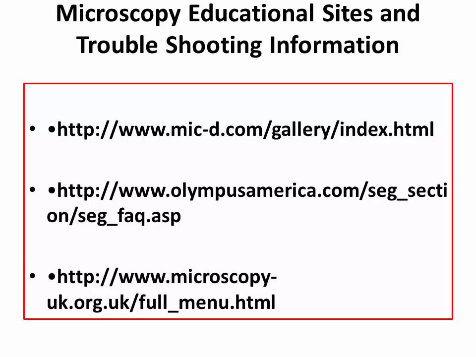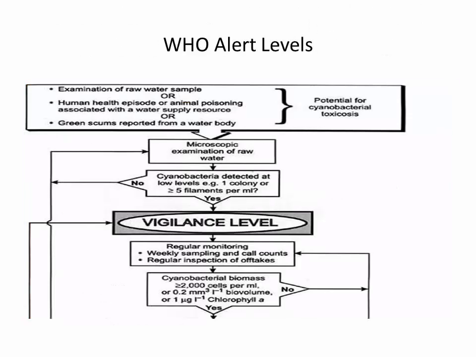A couple of educational sites for troubleshooting microscopes. And then how do we use this information? Cell counts, biovolumes, etc. are obviously going to be used to set some kind of guideline and determine alerts. It may also involve toxin analysis, but not necessarily. This is just a sample of the flow chart that we developed for the World Health Organization book, so it's in that book.